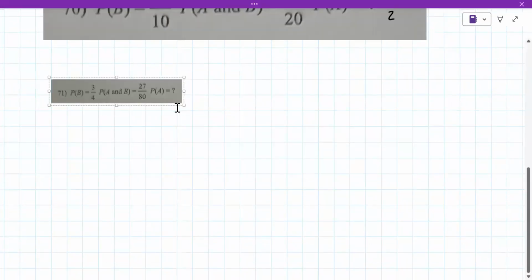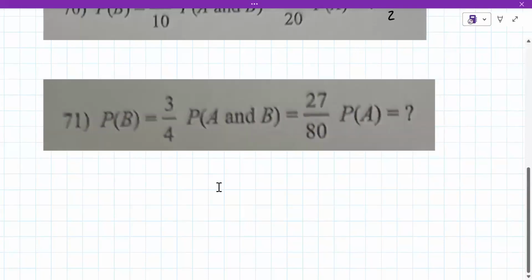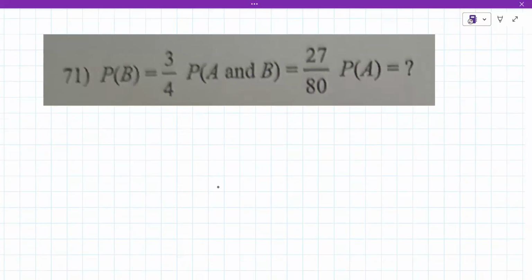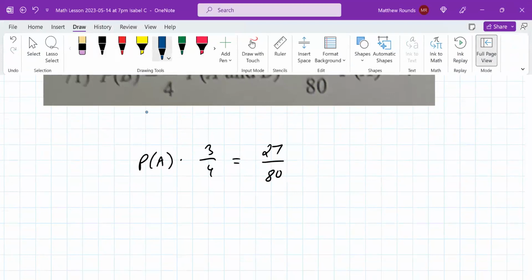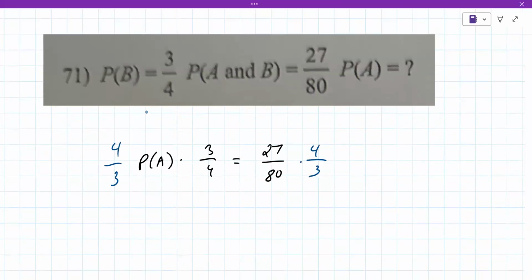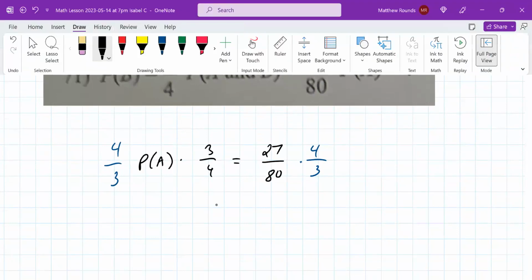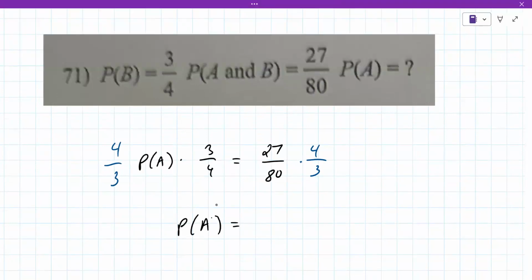All right, so the next thing here is this. Again, kind of the same thing here. It's probability of A, which we don't know, times 3/4 equals 27 over 80. Probably better to multiply by the reciprocal. So probability of A equals... it's better to pre-reduce: 27 goes into 3 9 times, 4 goes into 80 20 times, so 9 over 20.